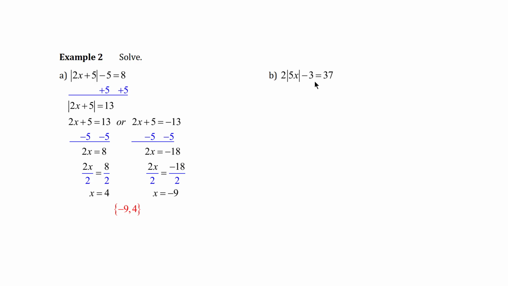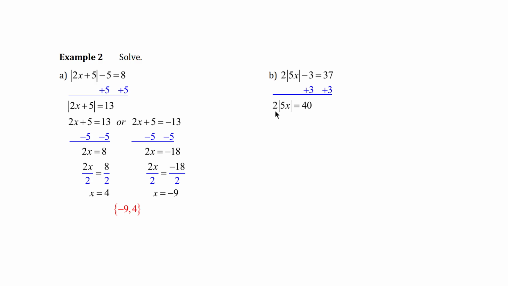Again, we need to isolate the absolute value first before applying any of the absolute value rules. So first, I'll get rid of the minus 3 by adding 3 to both sides of the equation. On the left-hand side, we get minus 3 plus 3 cancels out, and we bring down the 2 times the absolute value of 5x. On the right-hand side, we have 37 plus 3 is 40, so the result is 2 times the absolute value of 5x equals 40.